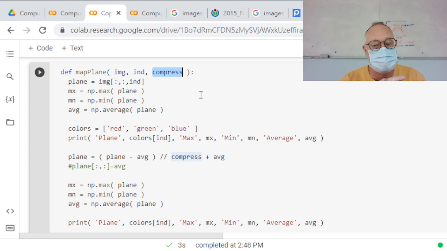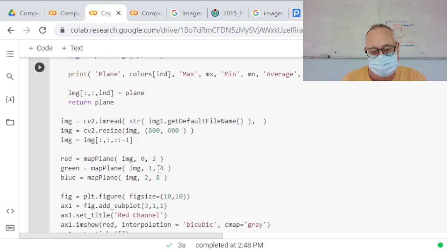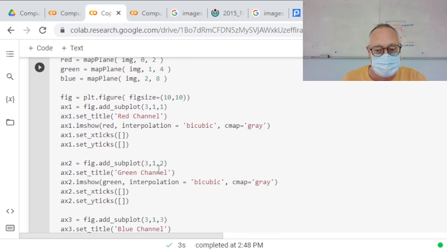If I set compress very high, then all the data will be just the average of all the pixels in that particular channel, in that particular plane. So if I set compress to a very high value, this term here, plane minus average divided by compress, is going to go towards 0. So every pixel is just going to be replaced with the average brightness of that channel. So that's what the routine does.